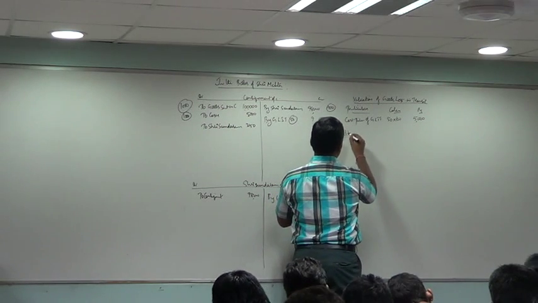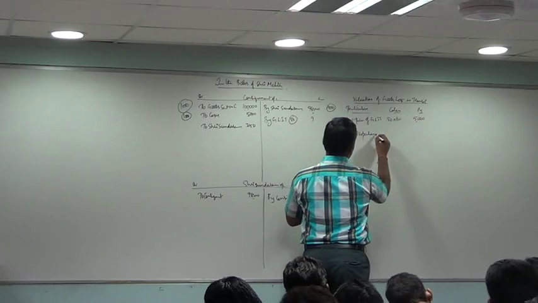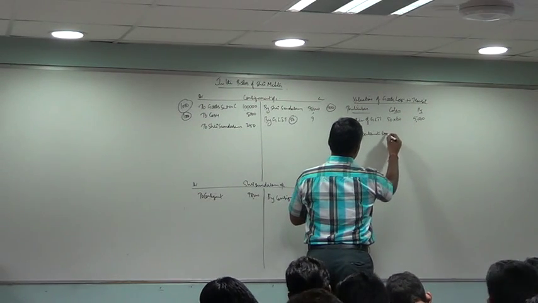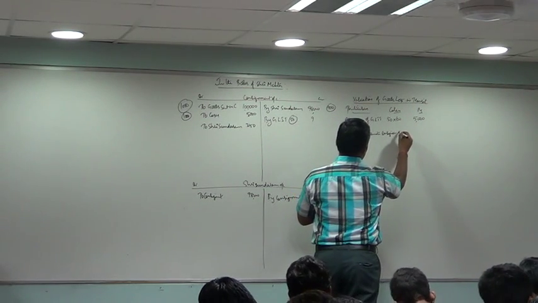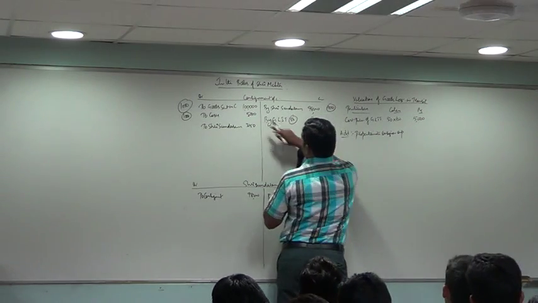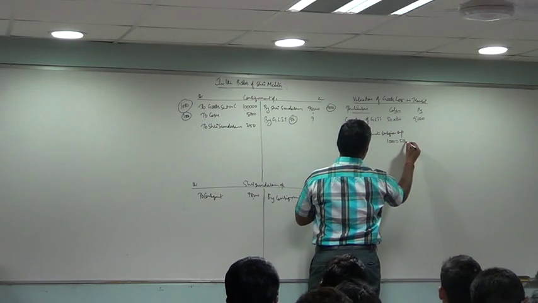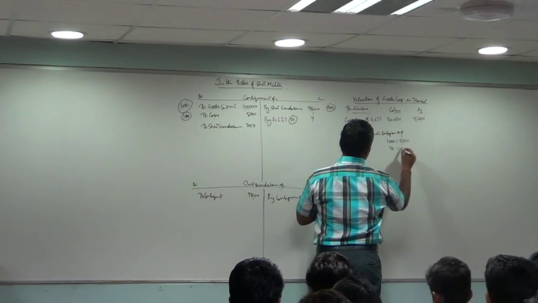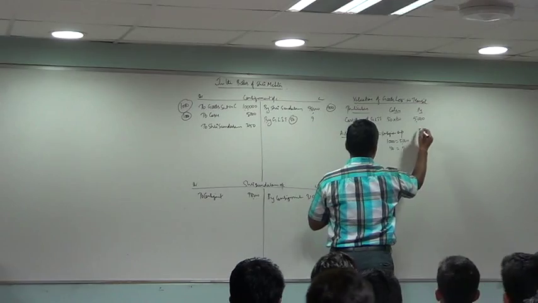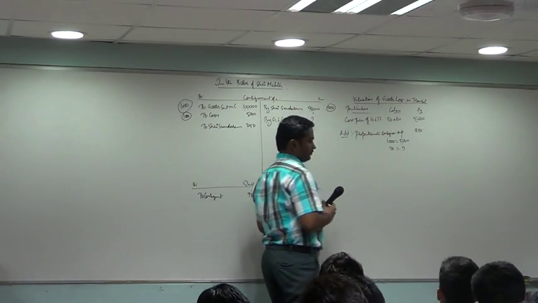Add proportionate consignor expenses. On these goods, consignor also spent some money, no? For 1000, he spent 5000. For 50, how much has he spent? 250 rupees.